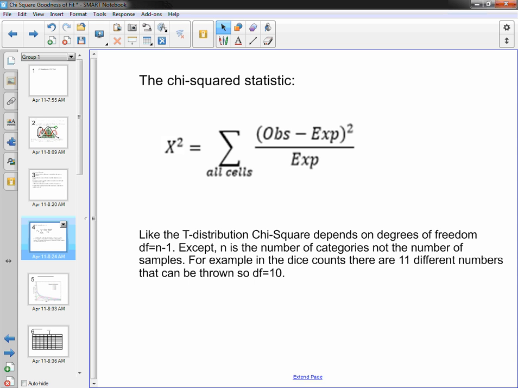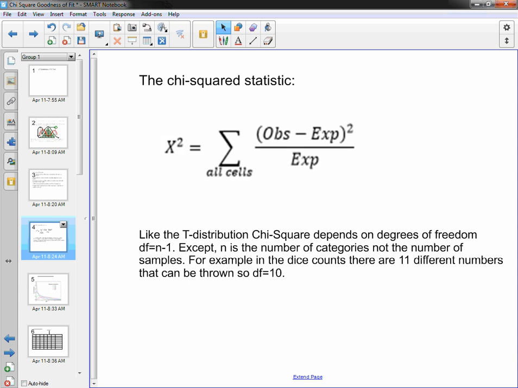Like the t-distribution, the chi-squared distribution depends on degrees of freedom. Right, so we have to talk about the number of degrees of freedom in a chi-squared sample. But here's the thing, with chi-squared, the n that we're going to use is the number of categories, okay? The number of categories. So if we were throwing dice, if I threw the dice 200 times, that doesn't matter, okay? The number of categories is what matters.